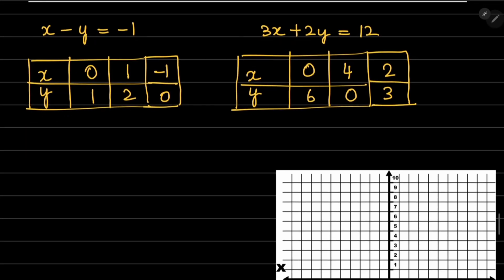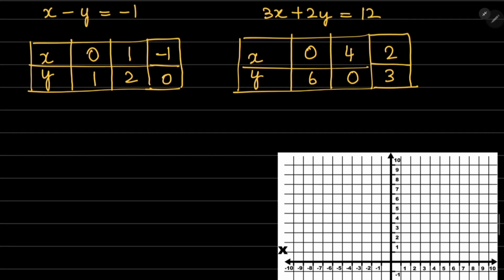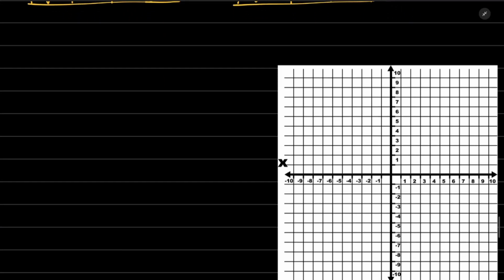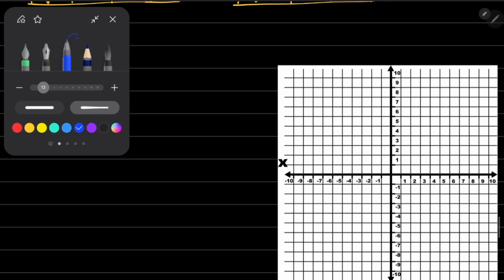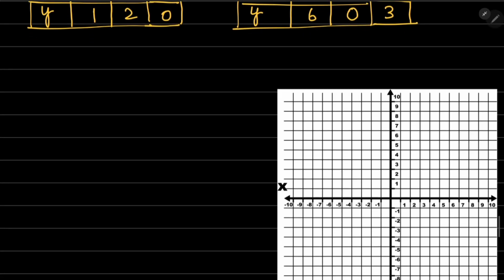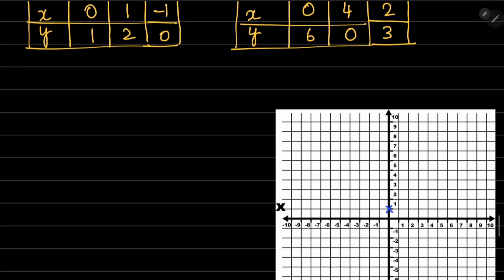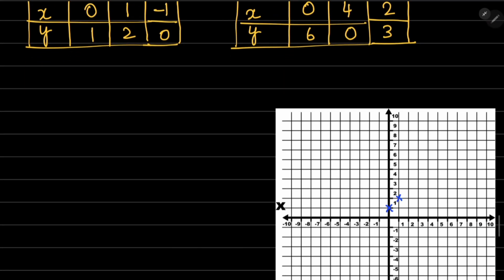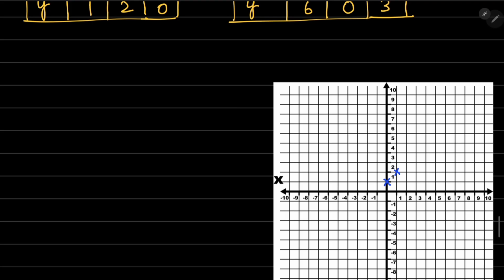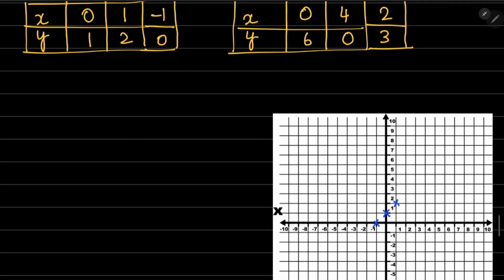Okay, so let's go ahead and plot these points. So first line is 0 comma 1. Let me plot it. 0 comma 1 is here. Okay, and then 1 comma 2. 1 comma 2 is here, and then minus 1 comma 0. Okay, so let's go ahead and draw a straight line which is joining all these 3 points. So this is your first line.